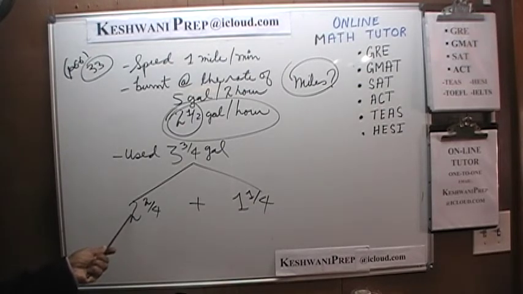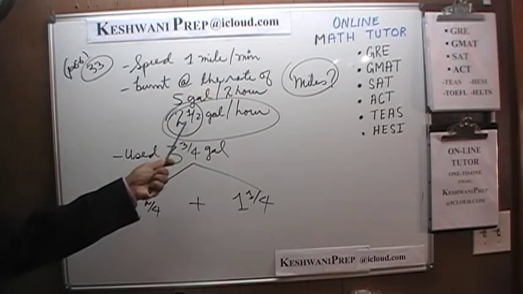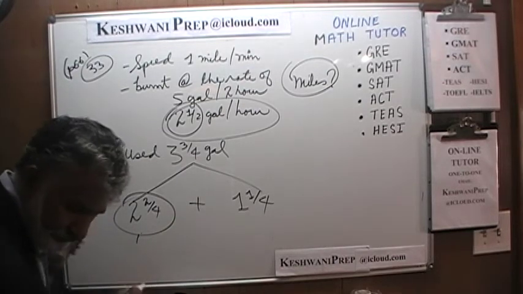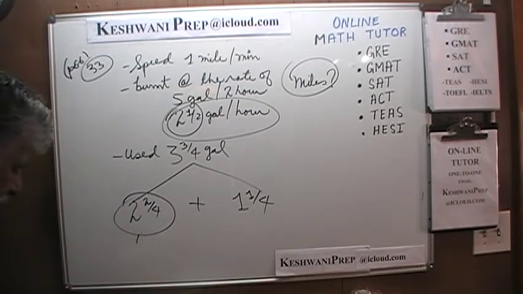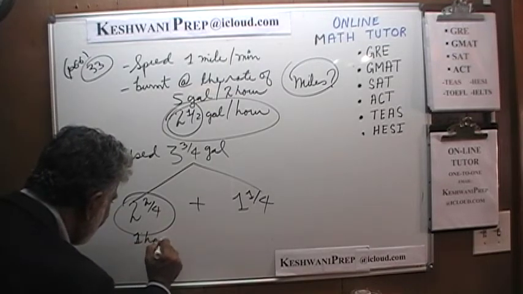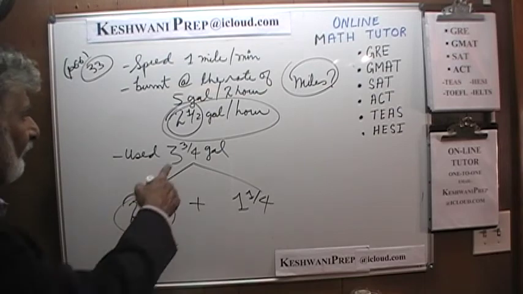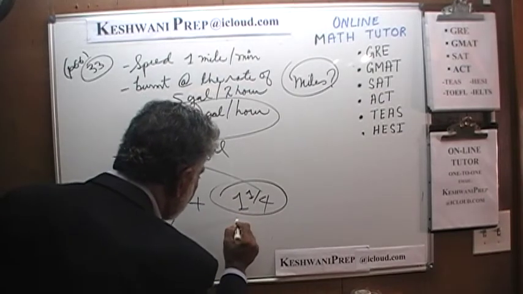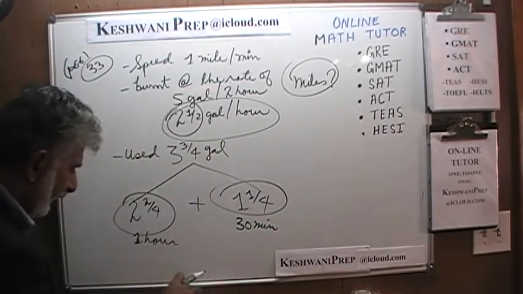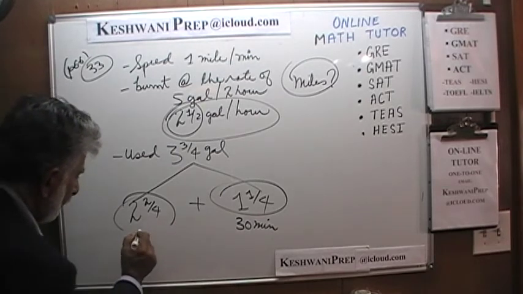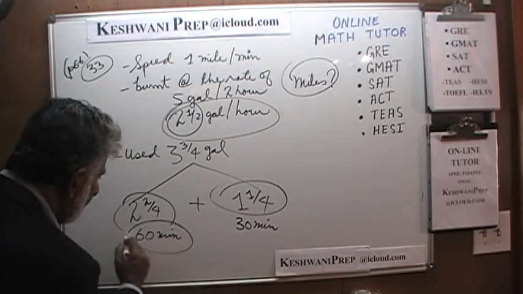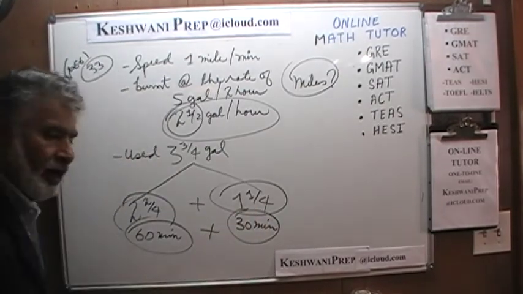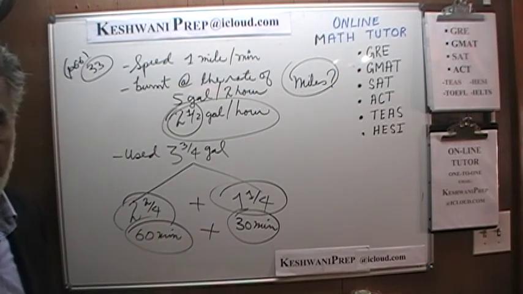2½ gallons. How long do we take to burn 2½ gallons? We burn 2½ gallons in 1 hour. And if you're burning 2½ gallons in an hour, how long will it take us to burn 1¼ gallons? 30 minutes. I'm going to write this 1 hour as 60 minutes. So it takes 60 minutes to burn 2½ gallons. It takes another 30 minutes to burn another 1¼ gallons. Altogether, we must have been going for 90 minutes.